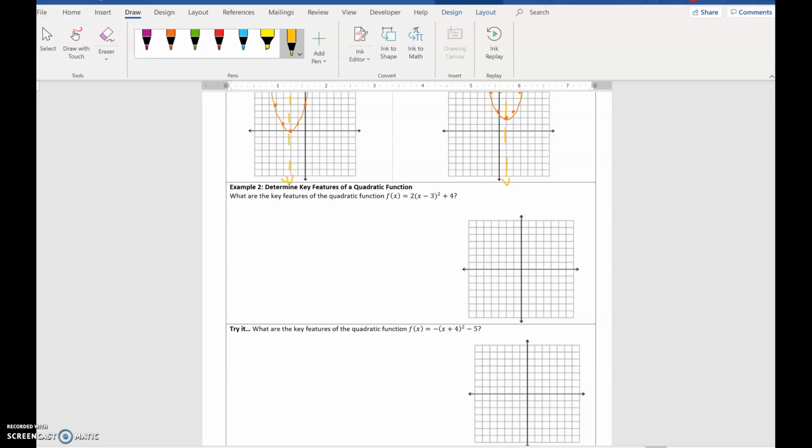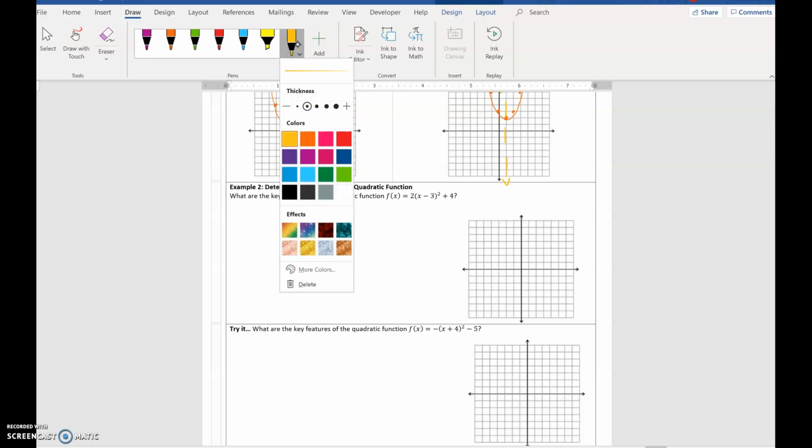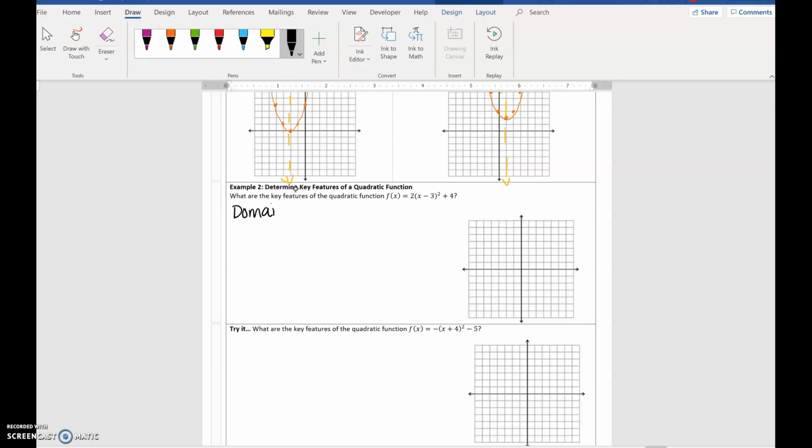Okay, so now for example 2, we're just going to be identifying the key features. So we're going to be looking for the domain, the range, the vertex, the axis of symmetry, and then we're also going to look at whether it has a maximum or minimum. So those are the key features we want.